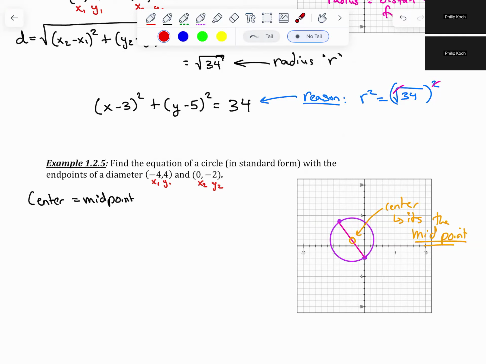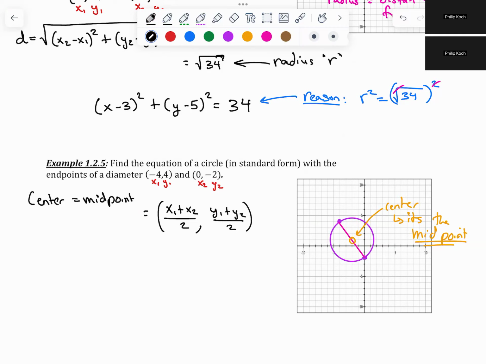So center is at the midpoint. If you don't remember that formula, it's x sub 1 plus x sub 2 divided by 2, and y sub 1 plus y sub 2 divided by 2. It's the average of the x coordinates and the average of the y coordinates. That's what a midpoint would be. So in this case, that'll be negative 4 plus 0 divided by 2, comma 4 plus negative 2 divided by 2, which ends up being negative 2 divided by 2. That's negative 1, comma 2 divided by 2, 1.